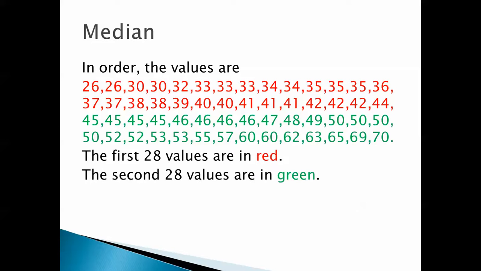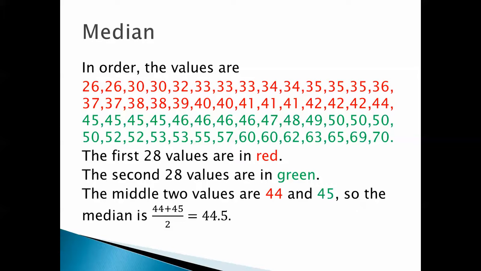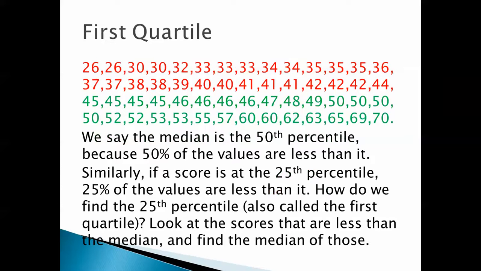So here, in order, are the values. The first 28 values are in red, the second 28 are in green. The middle 2 values are 44 and 45, so the median is 44.5. We say that the median is the 50th percentile because 50% of the values are less than it. Again, here are the 50% of the values that are less than the median.